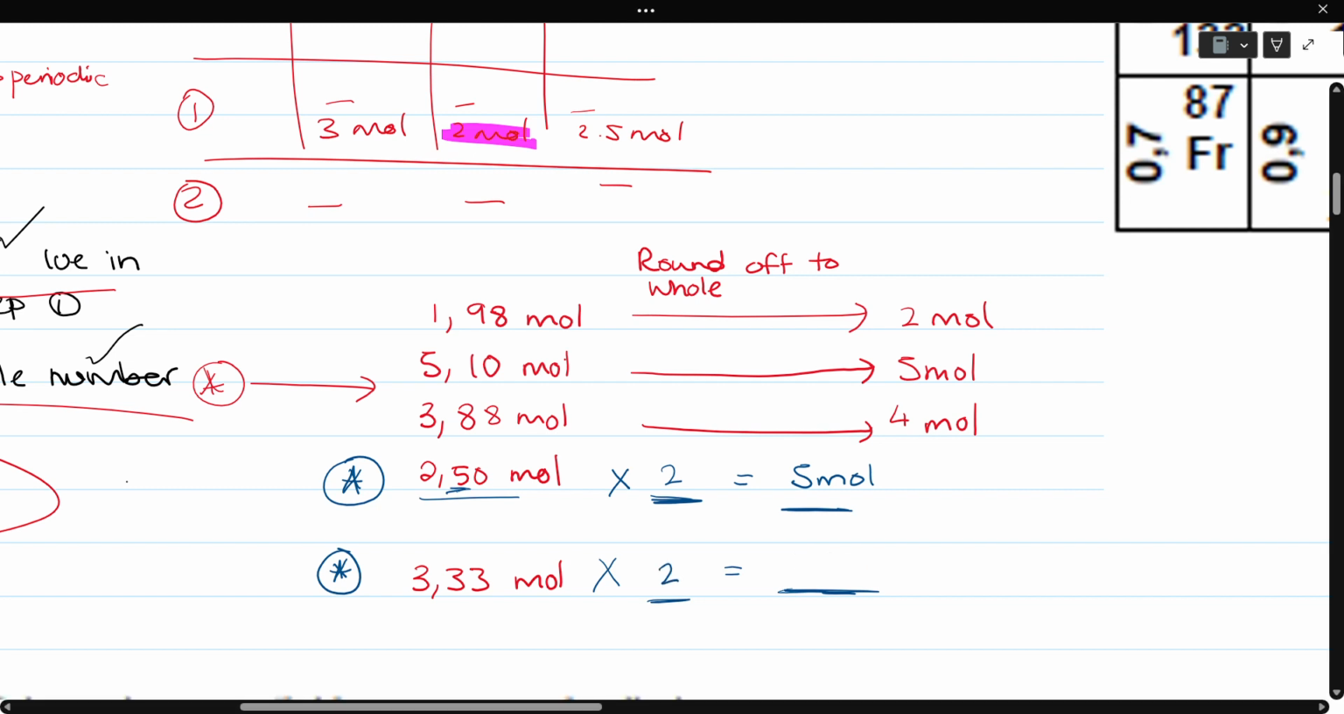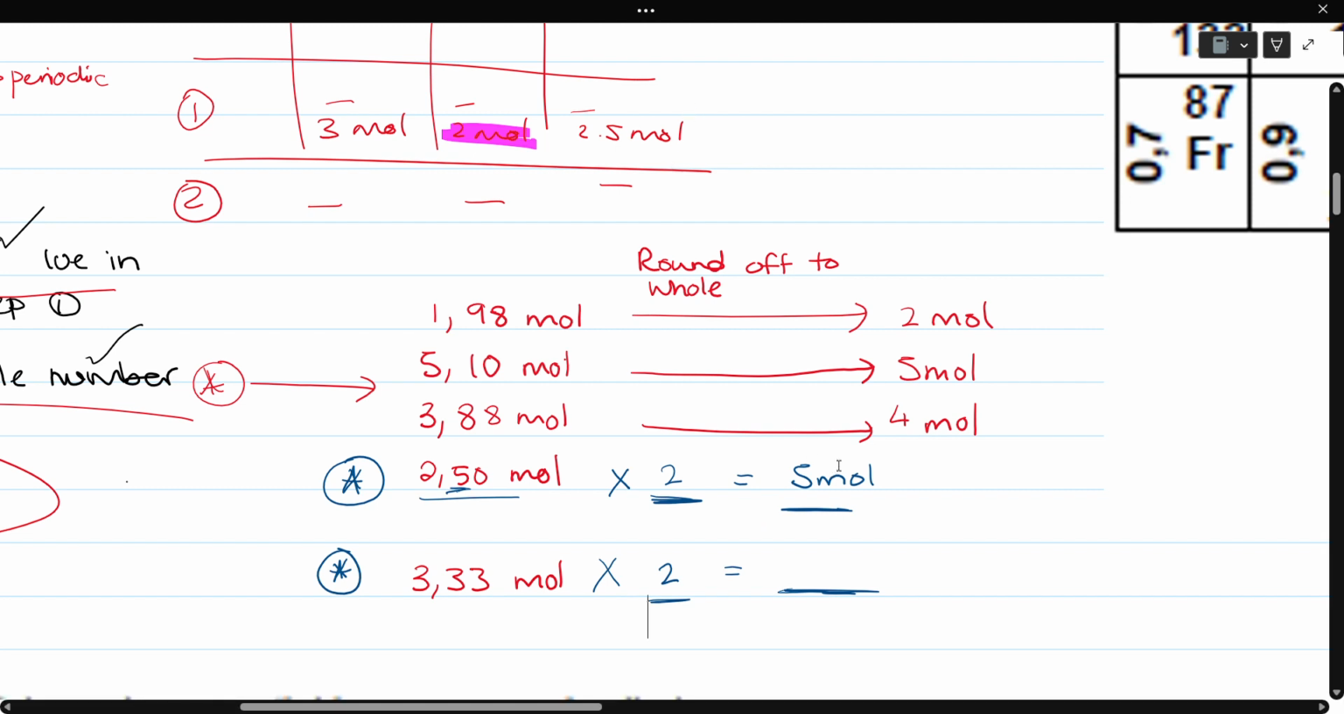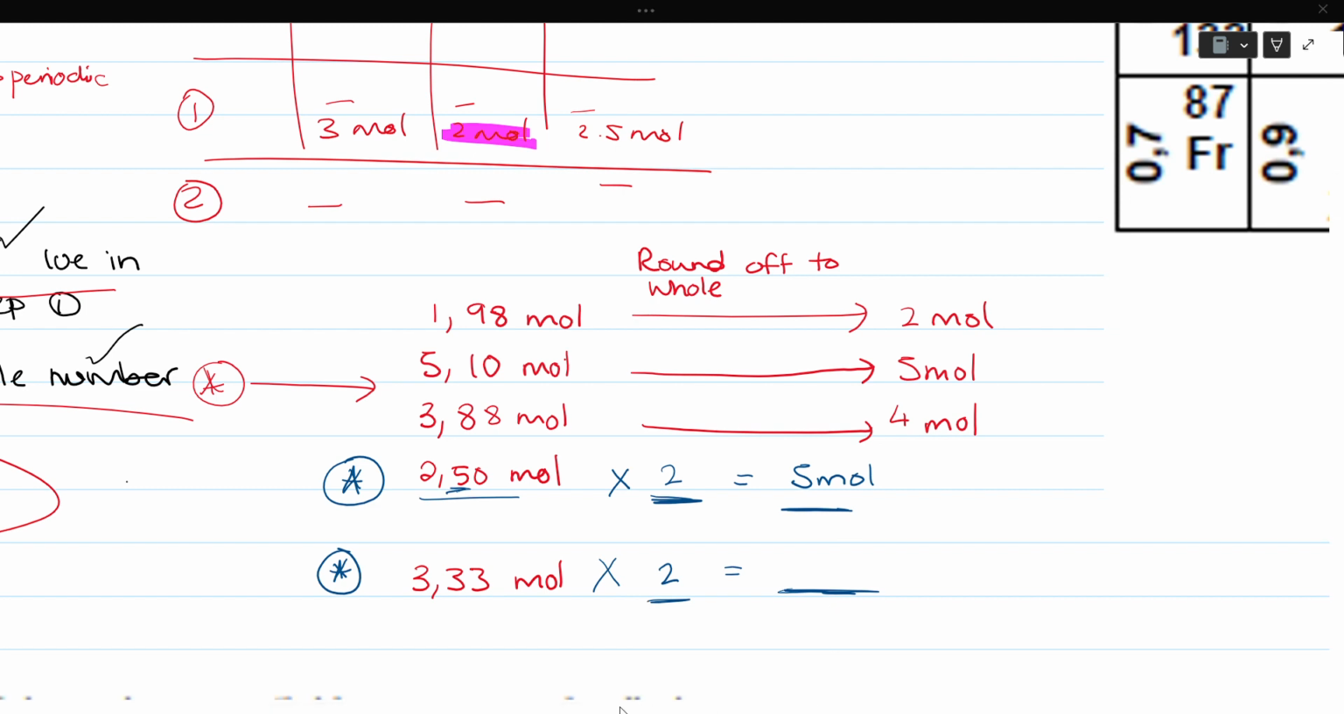If I multiply it by 2, I think I just mistakenly unshared. I'm just going to quickly share again. Okay, you guys can see it again.